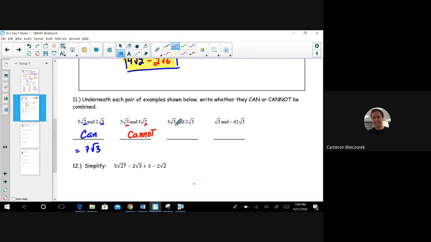Same with the third one. Rad 5 and rad 3 don't break down, and they don't have the same radicand. So this is also a cannot combine. And the last set does combine, because rad 3 and rad 3 have the same ending. If I was to do 1 rad 3 minus 42 rad 3, I would get negative 41 rad 3. So this is a can.